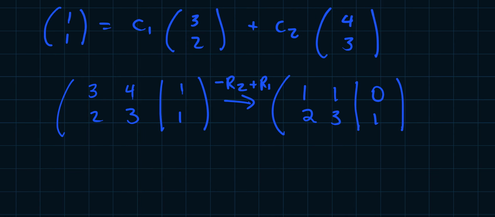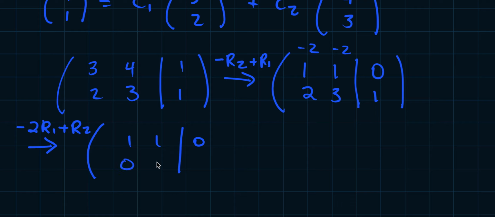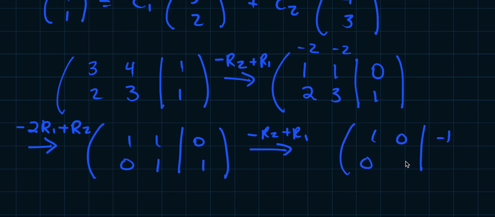And then from here, to get rid of this 2, I multiply row 1 by a negative 2, and I add it to row 2. Okay, let's do that. So this becomes negative 2, so I get 0, 1, 1. And then my last step is to subtract row 2 from row 1. And I get 1, 0, negative 1, 0, 1, 1.